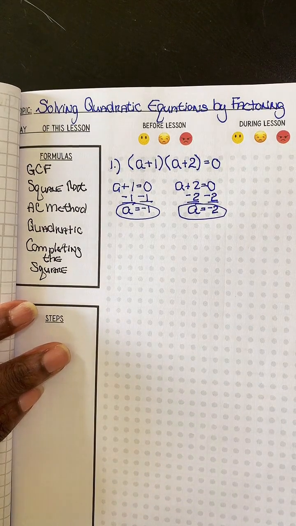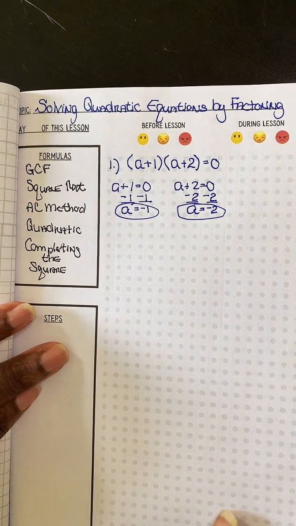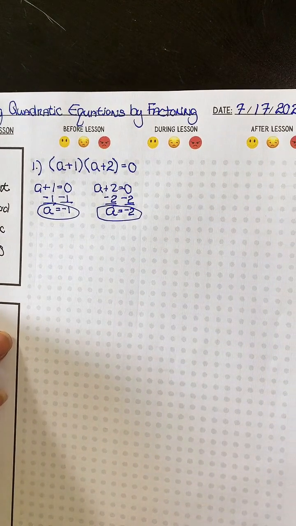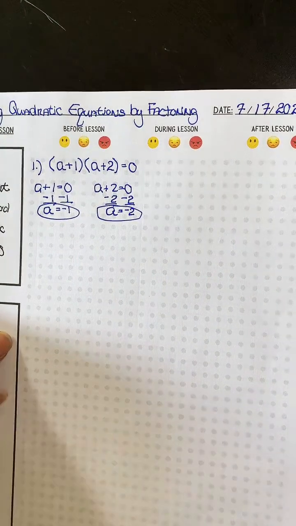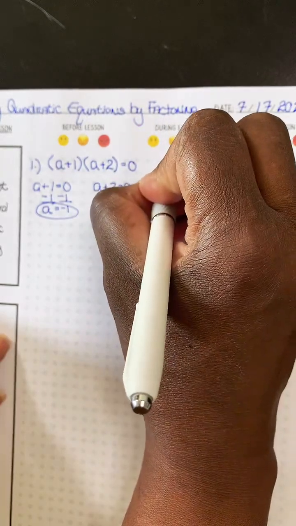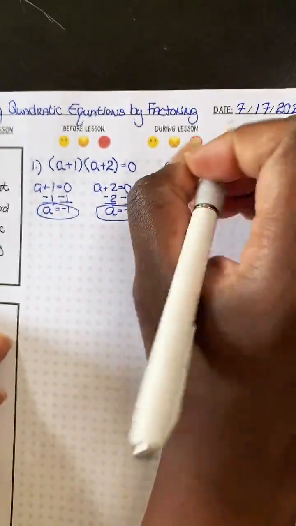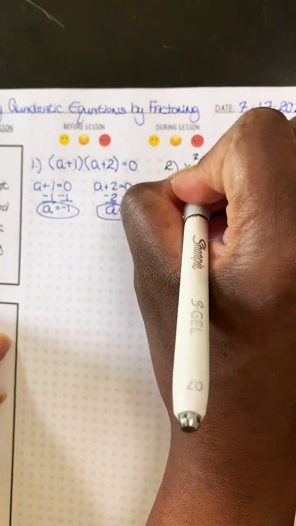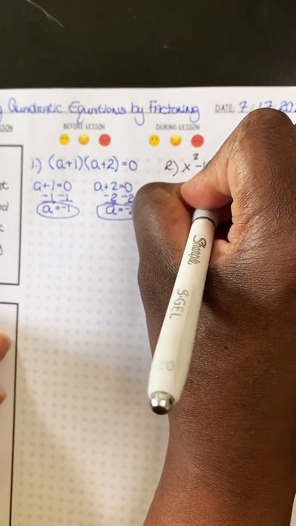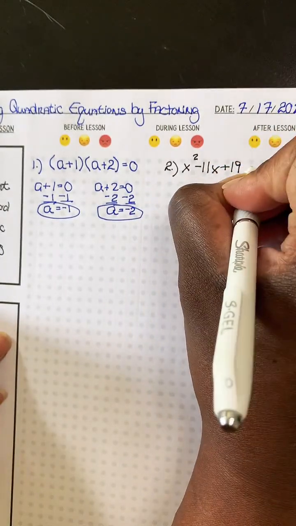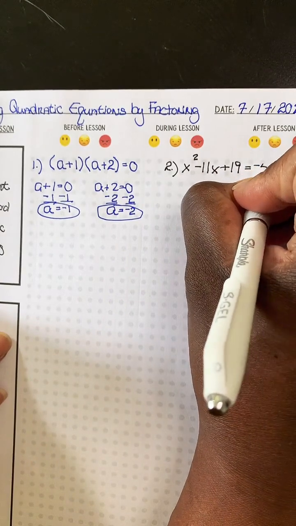All right? So that's it. So when they give you parentheses, you just set both of those equal to 0 because they already did the factoring for you. So what happens if they give us this? I know, I'm like doing numbers this time. So we have x squared minus 11x plus 19 is equal to -5.